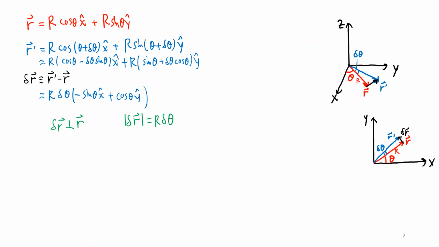So in fact, delta R can also be expressed as a cross product of delta theta z hat cross R. You can try your right hand grip rule: z hat cross R gives you this direction, and the magnitude agrees with the magnitude here.